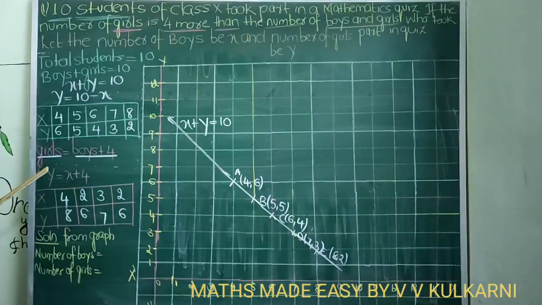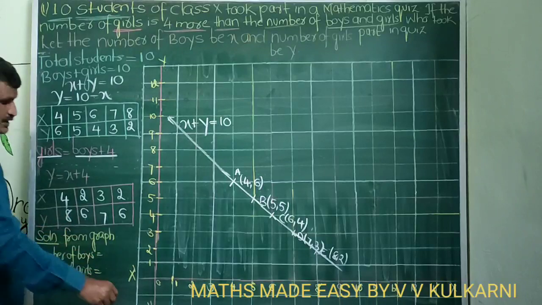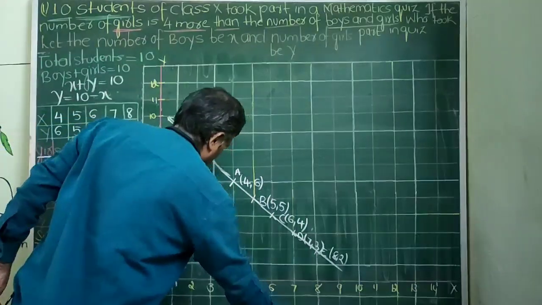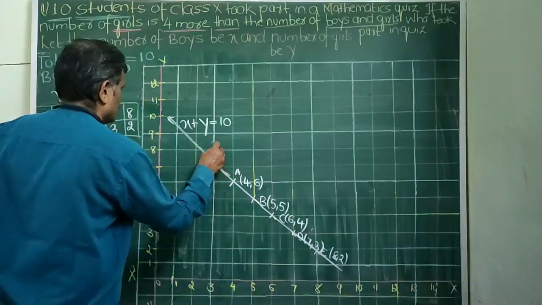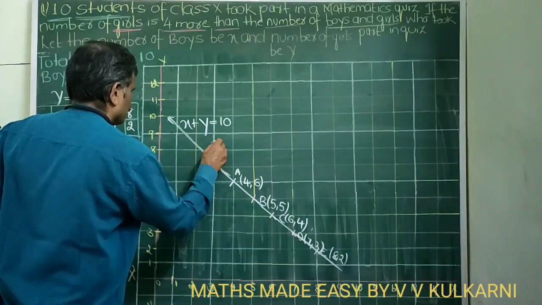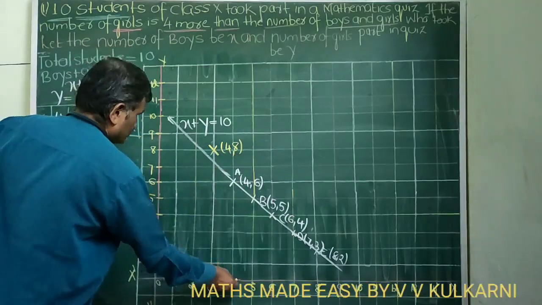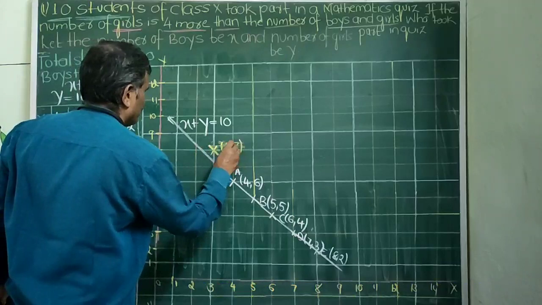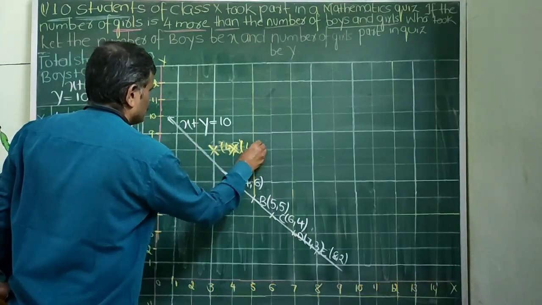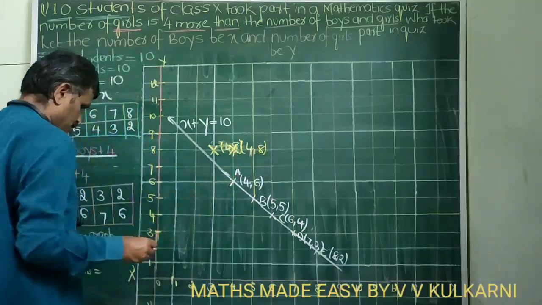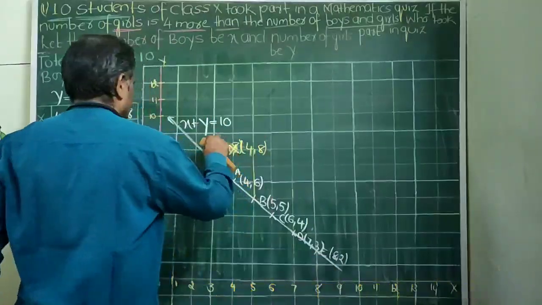Now the next equation says, when x is 4, y is 8. So again we have to go in search of that. See here, this is x. This is when x is 4. When x is 4, y is 8. Sorry, the point will come here. When x is 4, y is 8.